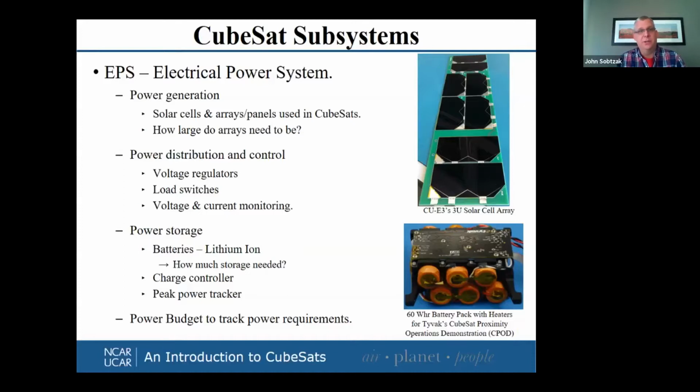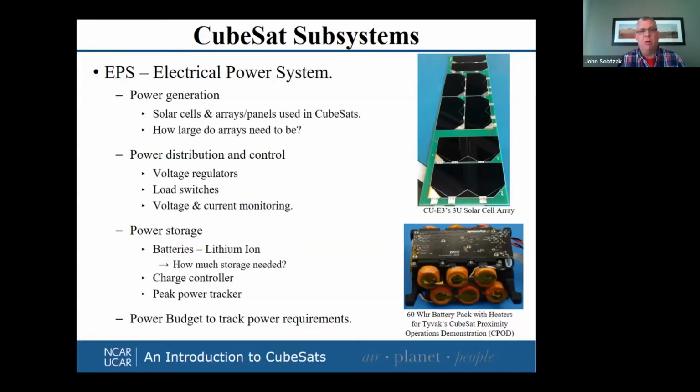The power storage also includes the charge controller for charging the battery systems. You just can't apply a voltage to lithium-ion batteries. They like to be charged a certain way. In the same vein, they also have a peak power tracker. So when you draw power out of the batteries, you're doing it in a way that the lithium batteries can handle it. You're not trying to draw massive amounts of current at once.